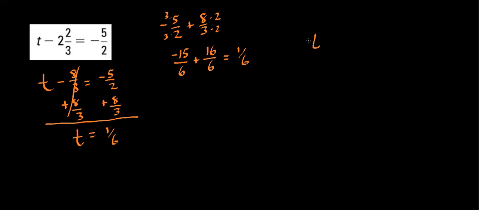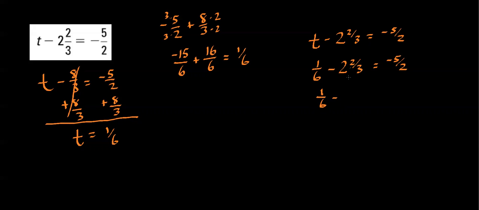Let's do the check. So I have t minus 2 2/3 equals negative 5 halves. I think my t is worth 1/6. I'm going to plug that in. So 1/6 minus 2 2/3 equals negative 5 halves. Once again, if I'm going to subtract these, I need to write this as an improper fraction. So as we saw earlier, 2 2/3 is the same thing as 8/3. So I have 1/6 minus 8/3 equals negative 5 halves.